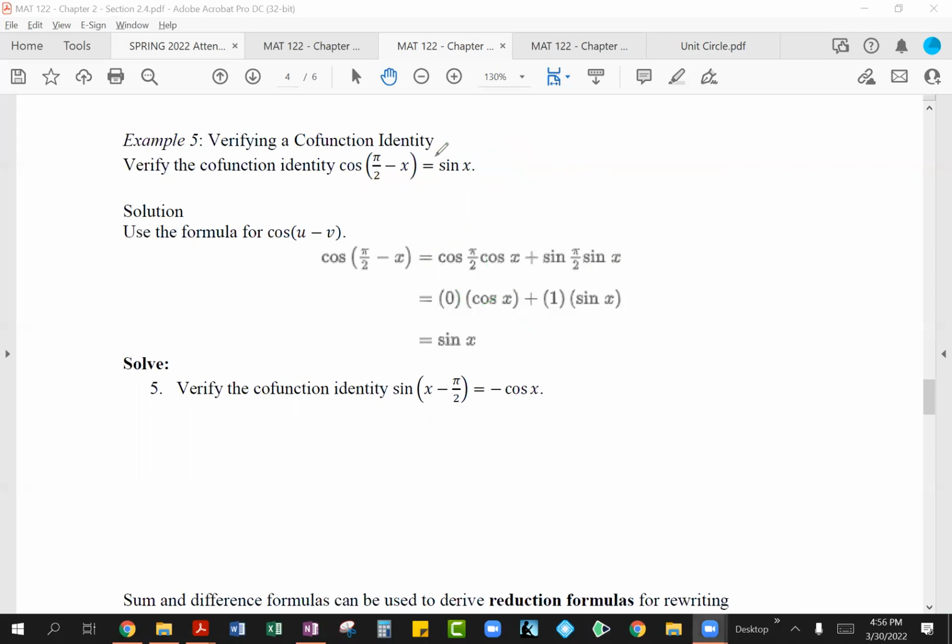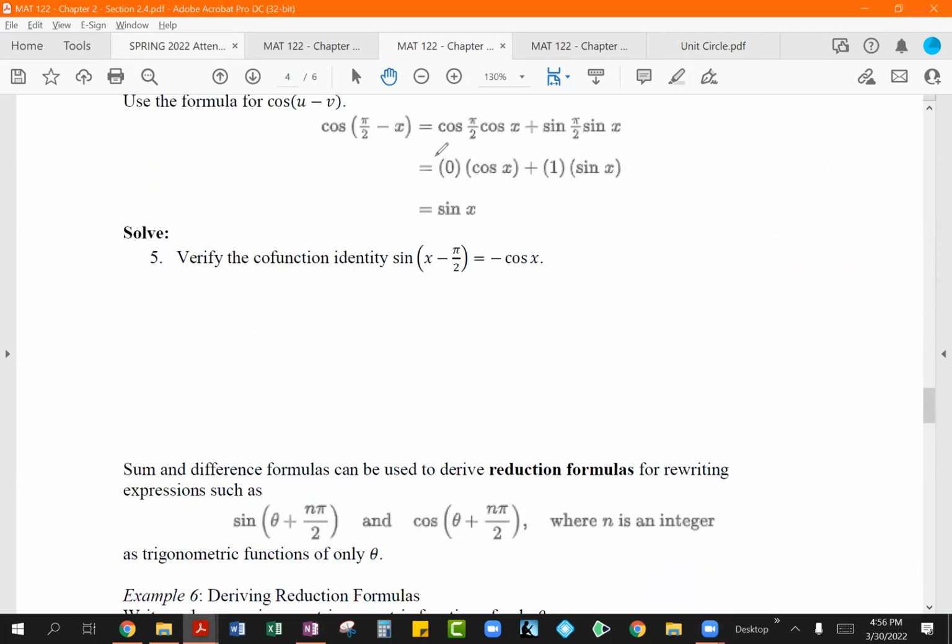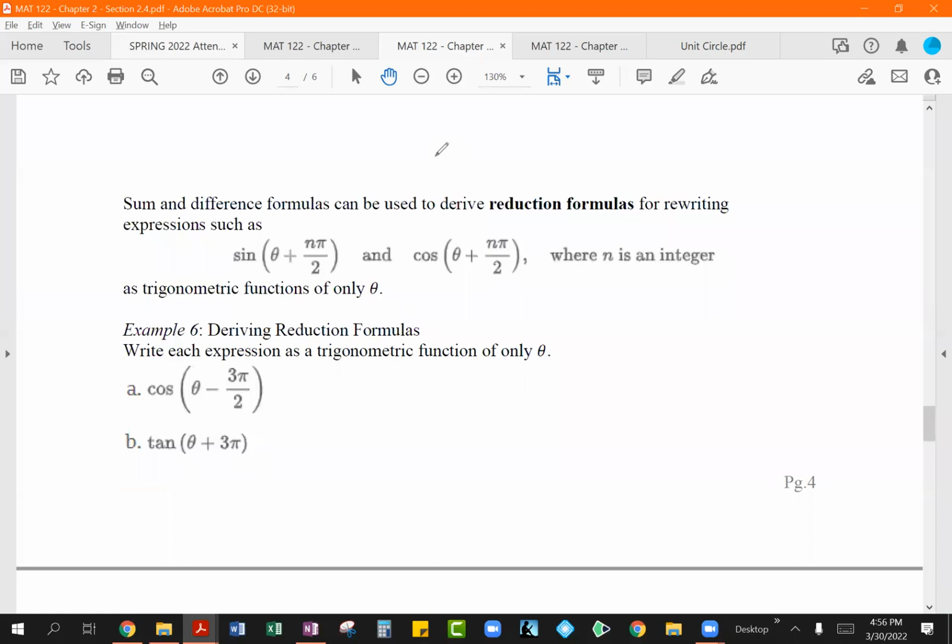So in this one, you're not really solving for an answer. You're just verifying the identity here. So you've got another example with that. This is the same thing. What's happening here is we're using the sum and difference formulas for what they're calling a reduction formula. So you're trying to derive that.